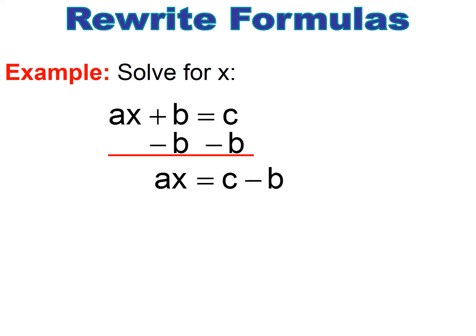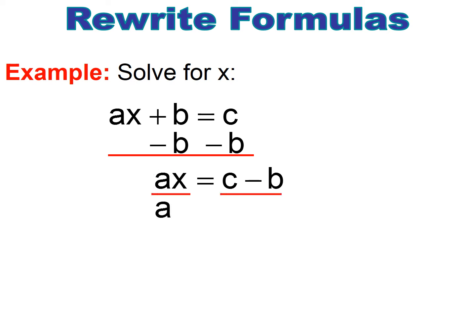Again, you want to be careful. You're not attaching it to c. It's c minus b. So you're just rewriting that horizontally. And now I want to get rid of the a that's attached to the x. And when something's attached, the opposite would be division. So I'm going to divide by a.